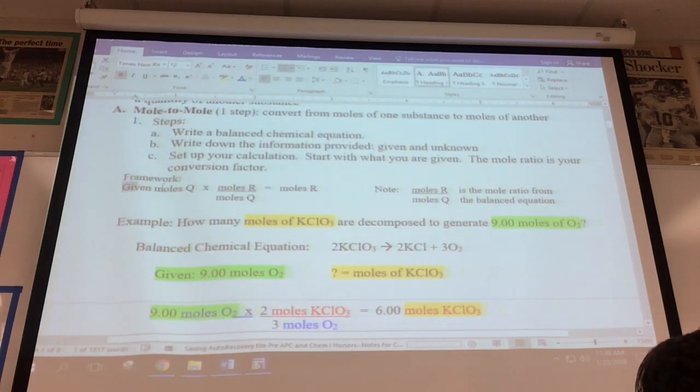Also, before moving on, let me backtrack to your framework right here. If you are given moles of one substance and you're converting to another substance, your first step right here is always the mole ratio. Note that the moles of Q will cancel, and you'll be left with moles of R, which is what is desired.